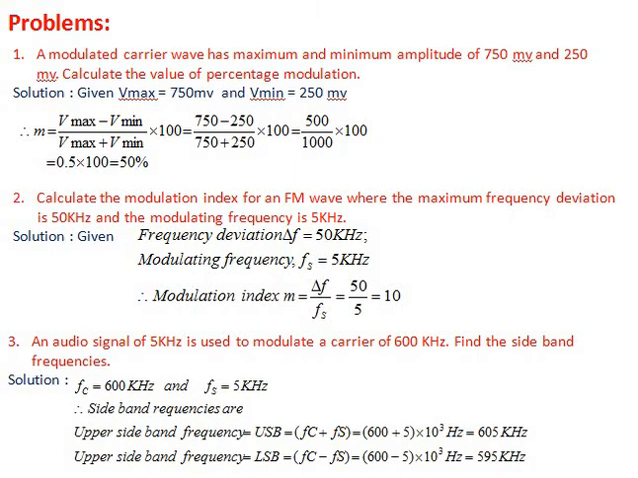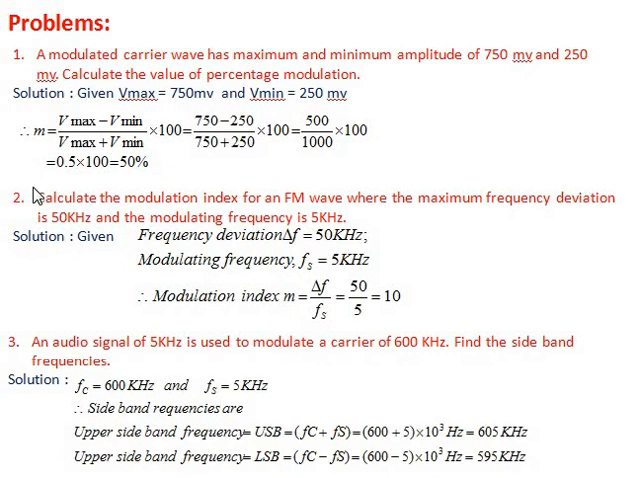Therefore we know the relation M is equal to V max minus V minimum divided by V max plus V minimum. So for percentage it should be into 100. So it is equal to 750 minus 250 divided by 750 plus 250 into 100. This is equal to 500 divided by 1000 into 100. This is equal to 0.5 into 100, that is 50% of modulation, that is depth of modulation, dear students.